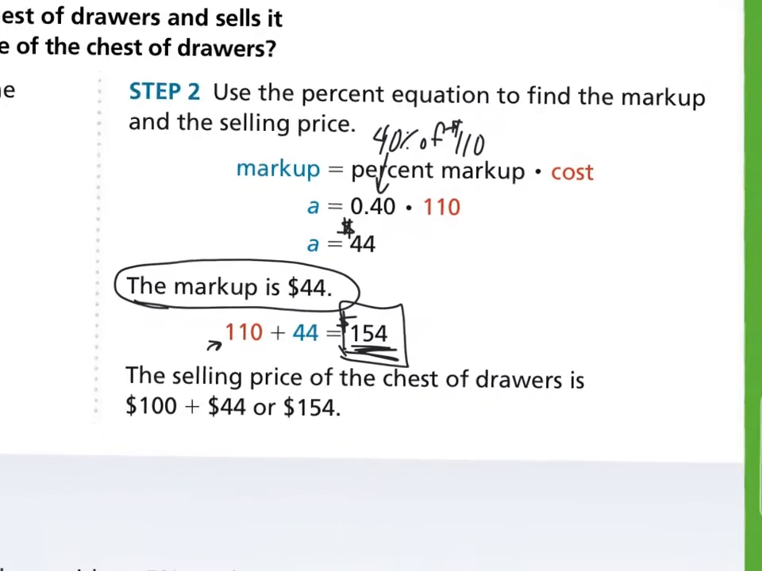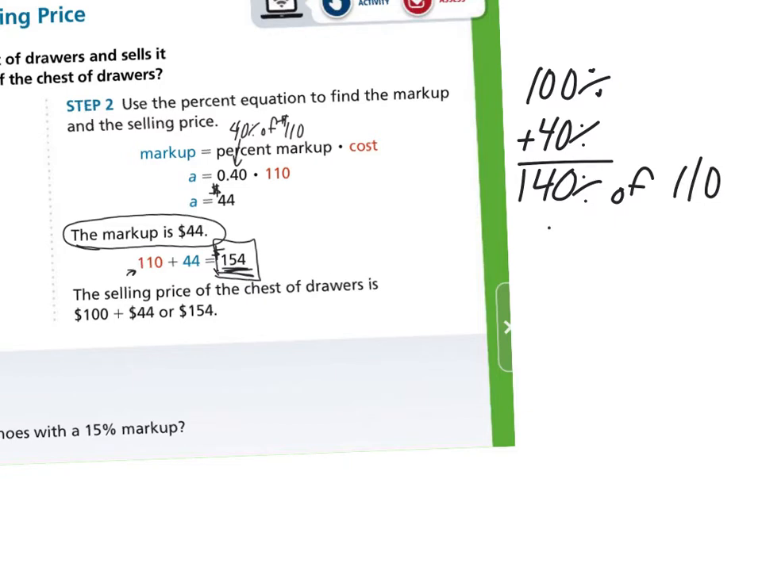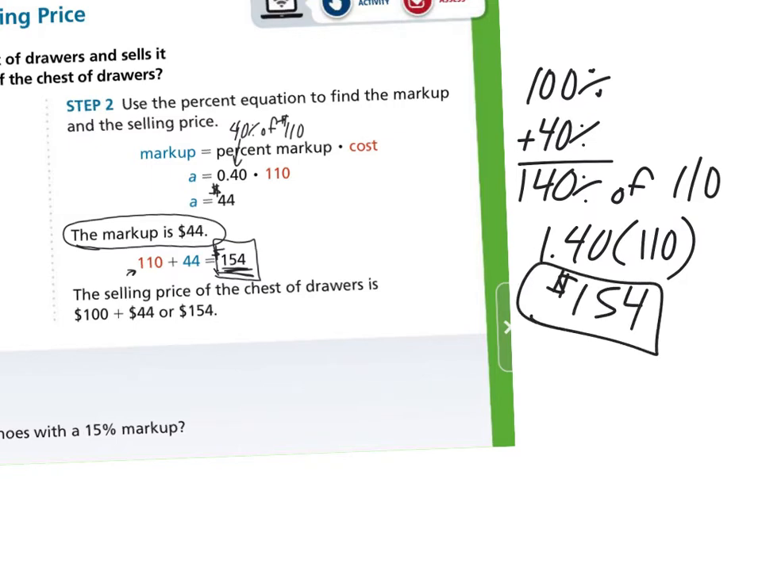One different way of doing this, just to show you another option, it's a 40% increase. If you pay full price for something, you pay 100%. 40% markup means basically we're paying 140% of the original price. So we're paying, in this case, 140% of $110. And if you multiply that out, you'll get $154. So again, just a different option for you. It doesn't matter which way you do that, as long as we get the $154 is the main thing.